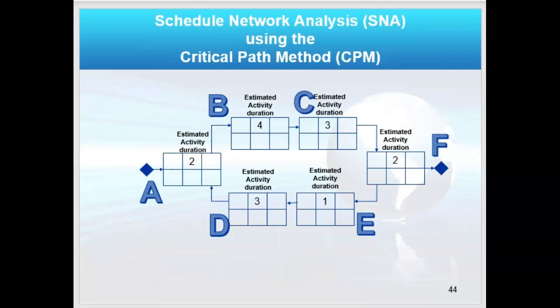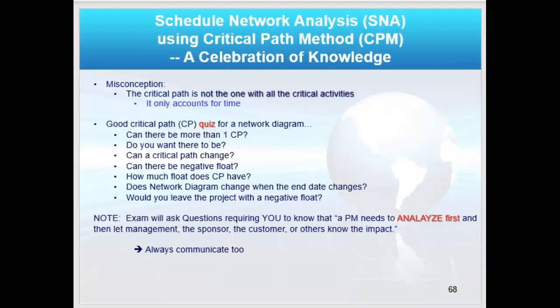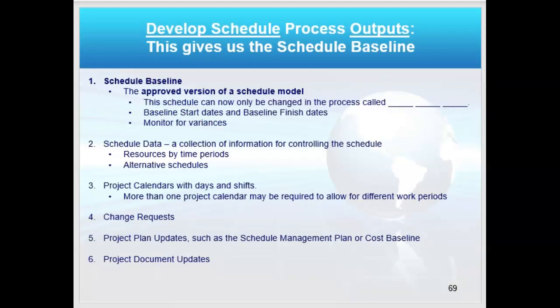Now, wrapping it up, we'll save that example. I think it's self-explanatory, but in the end, can there be more than one critical path? Yes. Do you want there to be? No. Can a critical path change? Yes. Can there be negative float? Yes, but you want to fix that. Get back to 0 float on the critical path. How much float does a critical path have? It has 0. Okay? So now we have developed the schedule.